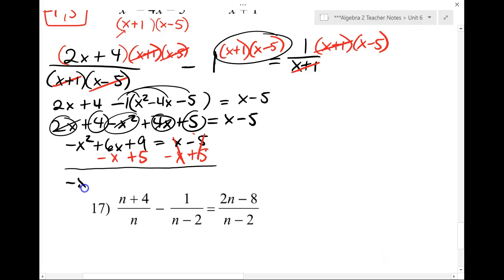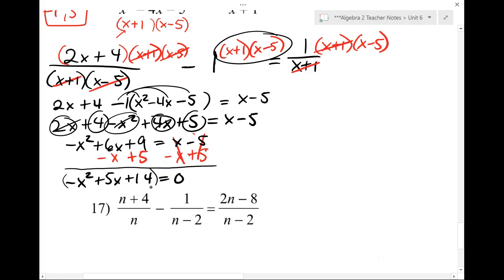Now we have negative x squared. And 6 minus x is 5x. And 9 plus 5 is 14. And then we have just 0 left over here on the other side. Now, really what we want to do here is we want to be able to factor. But we can't factor if our leading coefficient is negative here.